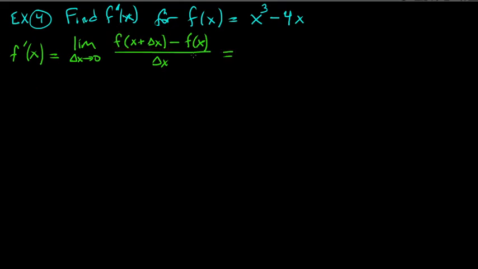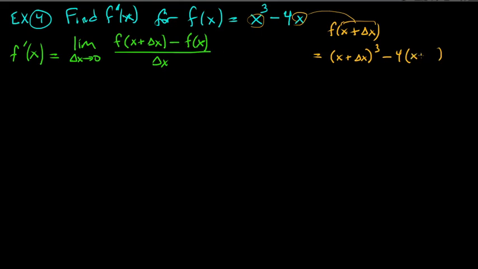Oops, I erased too much here. Okay, so f of x plus delta x. Everywhere we see an x, we just have to replace it with this expression here, x plus delta x. So instead of x cubed, it's x plus delta x cubed, minus 4 times x, but instead of x, it's now x plus delta x. I'm just substituting for x this expression, x plus delta x instead of x.